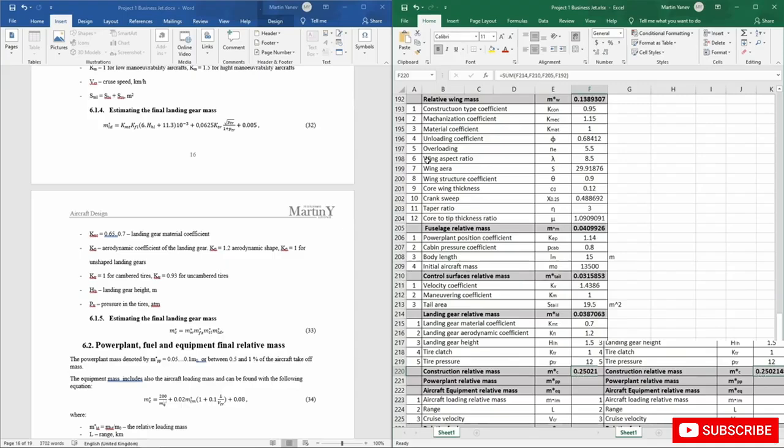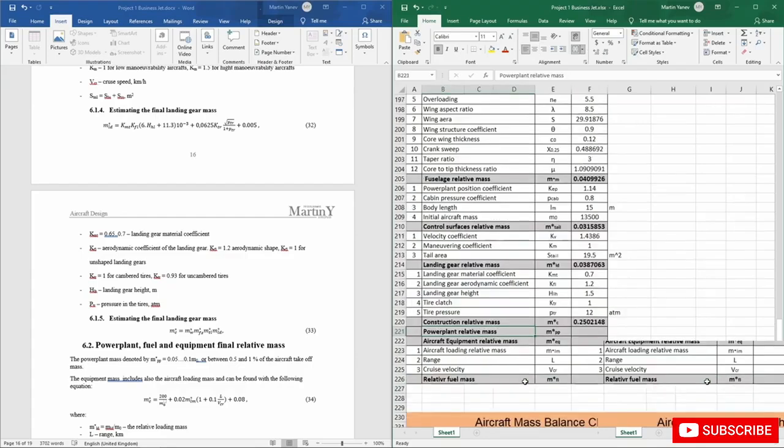So the mass of the wing, fuselage, control surfaces, and the landing gear is 1/4 of the total mass of the aircraft, right? So that's it, guys, for now, and in the next lecture I'm going to show you what percentage usually the mass of the power plant is from the total mass of the aircraft. Also, we're going to look at the equipment that is on board, we're going to estimate it, and also we're going to talk about the real fuel mass, which I need to change this.